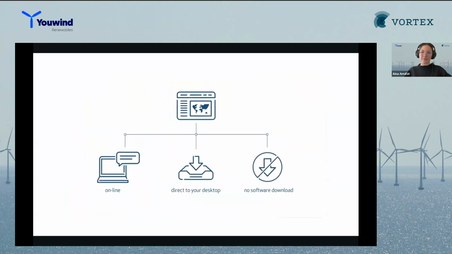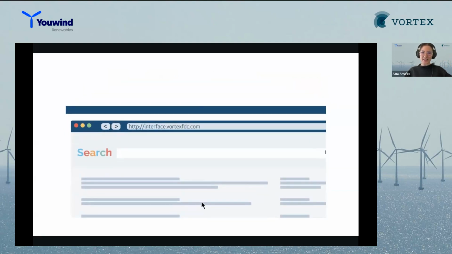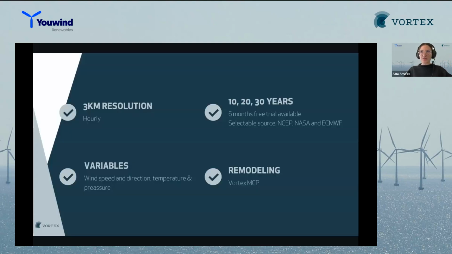And this is the same process that you can directly download and request the series through the Vortex interface. So the main points for series will be that the resolution is 3 kilometers and hourly. Periods available are 10 years, 20 years, and 30 years. We offer a 6-month free trial through our interface, and the selectable source can be NCEP, NASA, and ECMWF, and we offer this 6 months for free to check the correlations against your measurements.